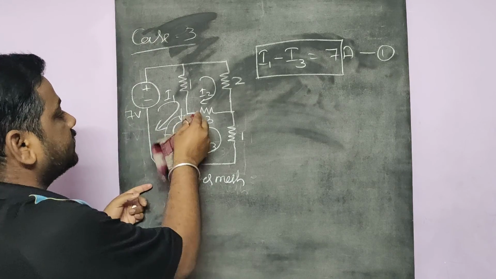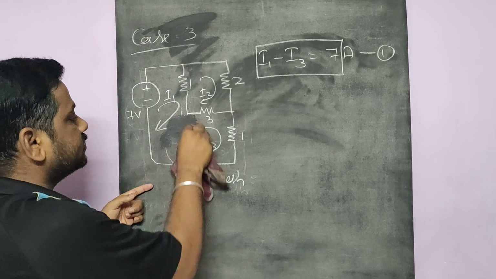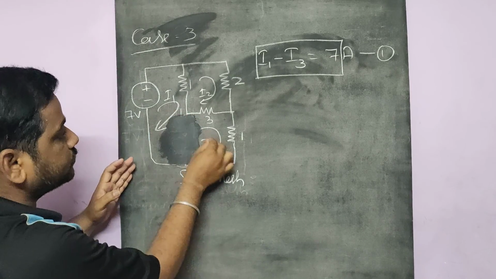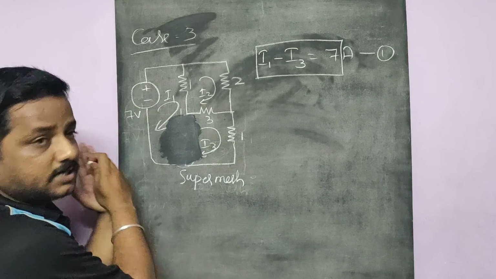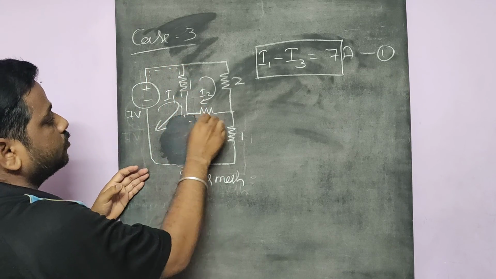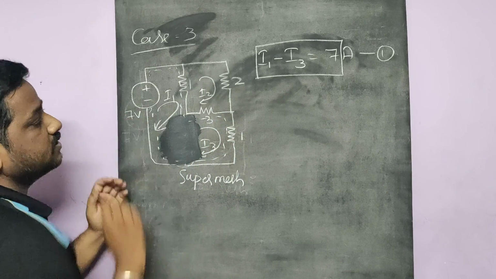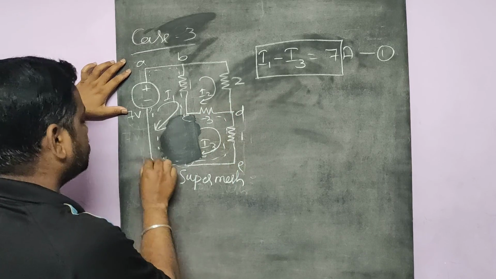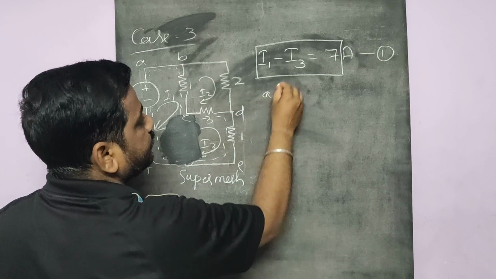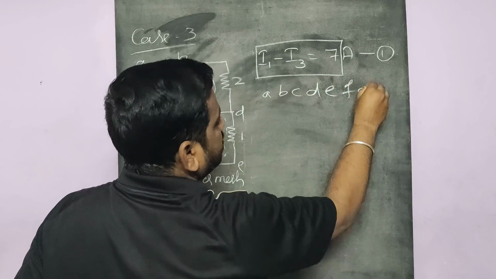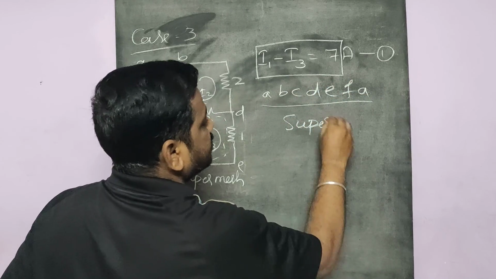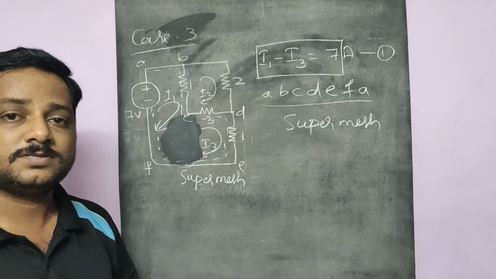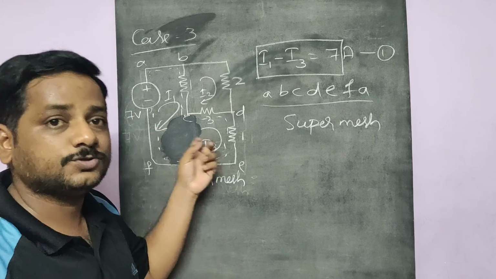Now, after getting it, you can remove this source. You just remove this. Now I have these two loops and I don't have any barrier here, as I have removed that. So I can consider this loop as a super mesh. I can say A, B, C, D, E, F, A. This is a super mesh. A super mesh is nothing but a combination of two individual loops. That is possible only if we have a current source in between those two loops.